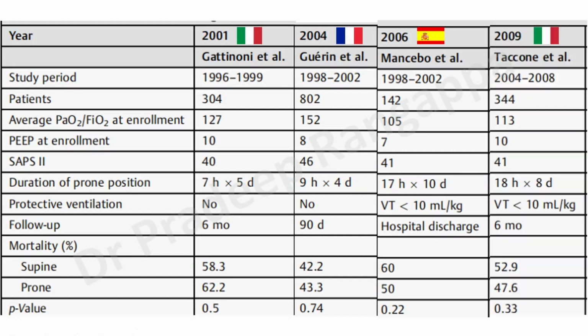After that, there was another study by Taccone et al. from the Italian group. Here again, they proned 18 hours per day for 8 days. Again, they used a little bit of protective lung ventilation, tidal volume less than 10 ml. Again, they did not show mortality benefit. So this was the evidence we had over the last 25 years about proning, where none of them showed mortality benefit.